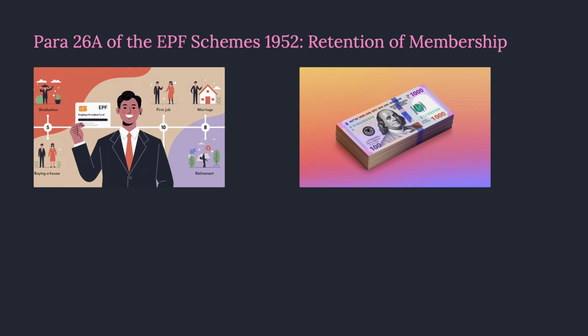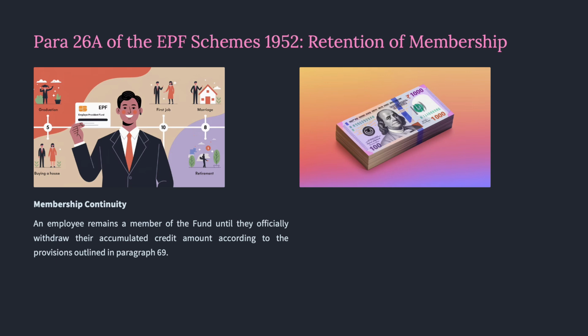Para 26A of the EPF Scheme 1952, retention of membership. Membership continuity: an employee remains a member of the fund until they officially withdraw their accumulated credit amount, according to the provisions outlined in paragraph 69.